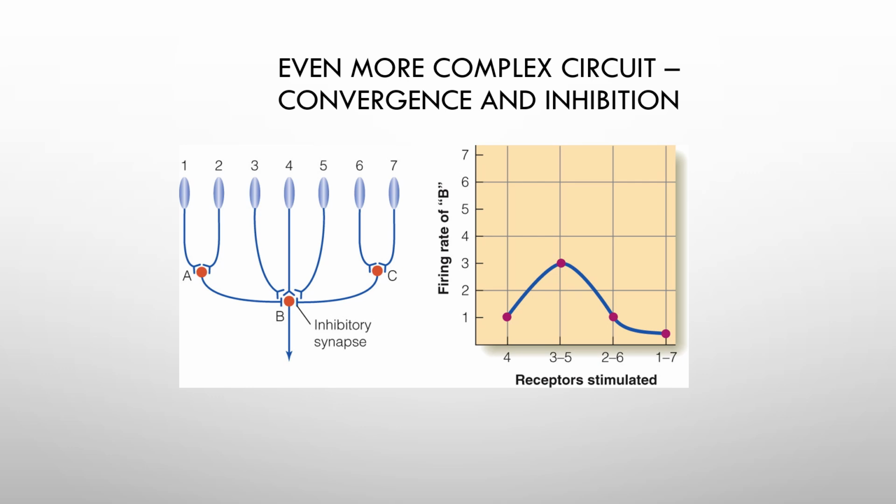And so now we're actually slowing B down a bit, right? Because it's getting some lateral inhibition.